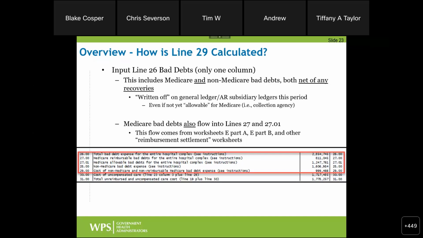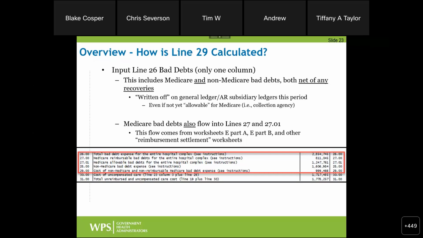Now again, because of what I just said a bit ago about this not necessarily being reported in the same period for total versus Medicare, due to having to wait for the collection agency, there's a little bit of fault in that logic, but over hopefully a 2-year period, everything washes out.